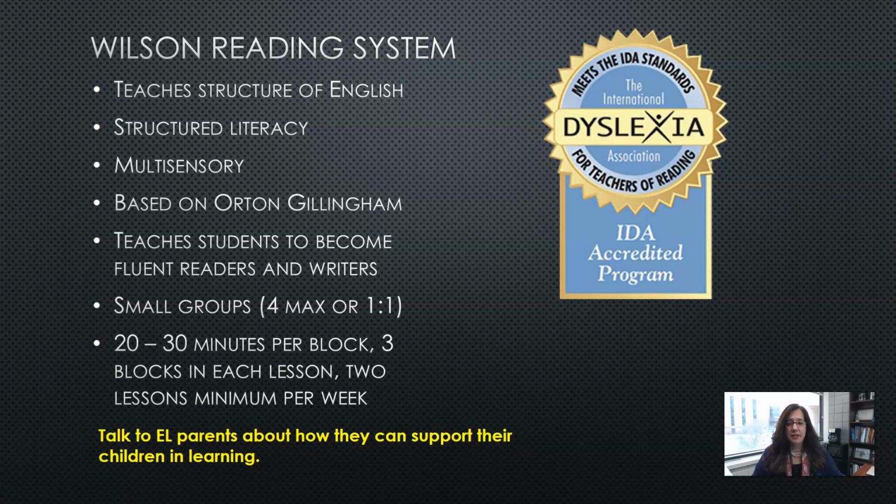And usually in the lessons, there are 3 blocks in each lesson. Each block is about 20 to 30 minutes, and they recommend 2 lessons minimum per week. And something I think is important too is to bring in the parents and tell them what are the kinds of things that you're doing in class and how can they support them. Because parents don't necessarily know what are the kinds of things that they could be doing at home. So the more that you can involve them, the better, so that they know how to build on what you're working on.